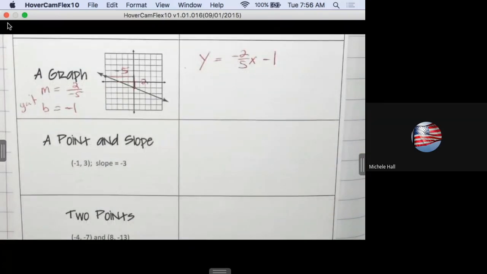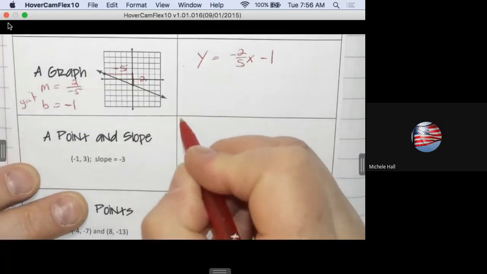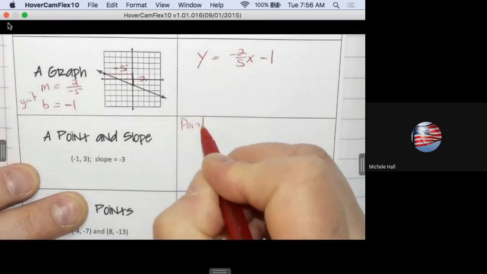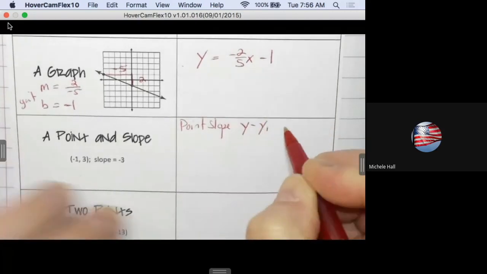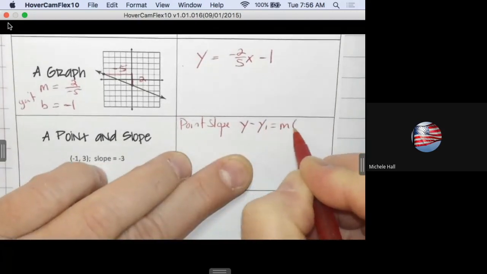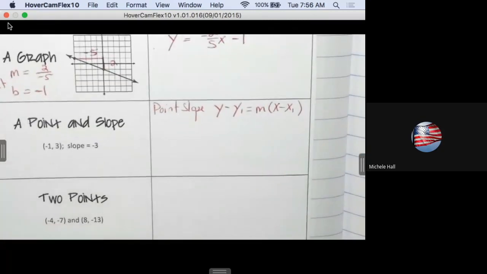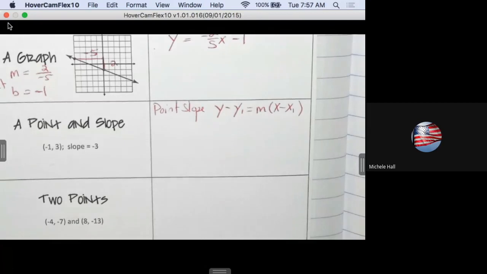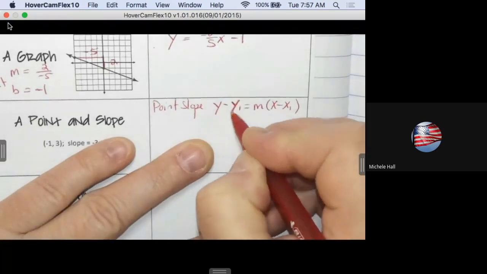A point and slope. What am I going to use when they give me a point and a slope? Point slope. That's right. So point slope would be y minus y1 equals my slope times x minus x1. They give me a point, they give me a slope, I'm going to use point slope. Remember that it's x1 and y1. That's the coordinate that you're plugging in.